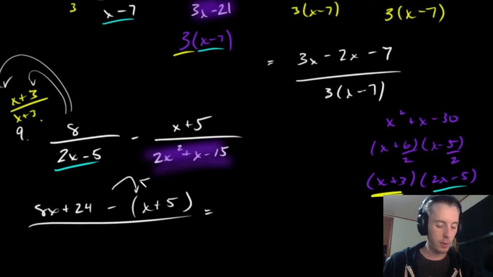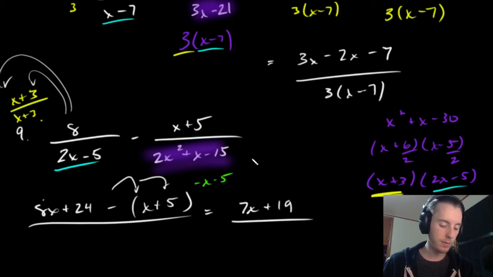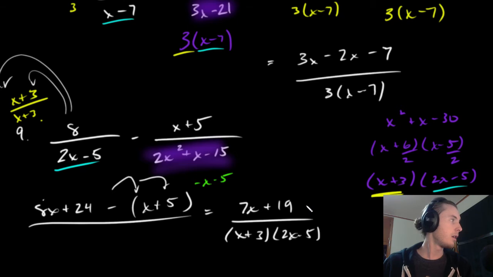And you're going to distribute in. And so when you do that, you'll get negative x, negative 5, or minus 5. Then I'm going to go ahead and combine. 8x minus x is 7x, and 24 minus 5 is 19. And there you have it. That can't factor anymore. That seems good.